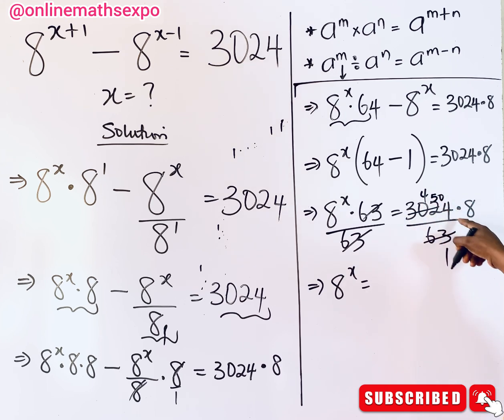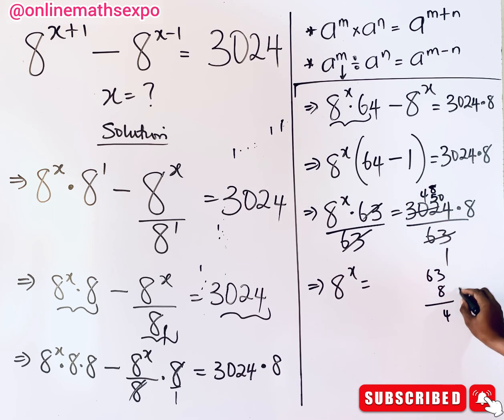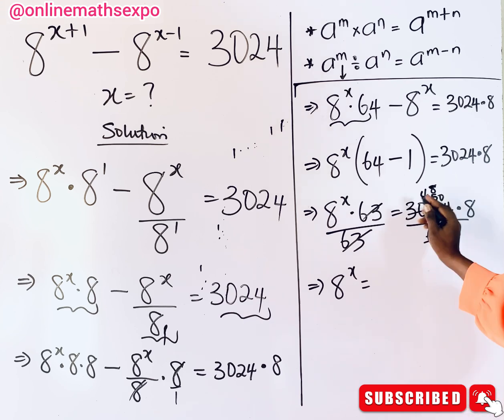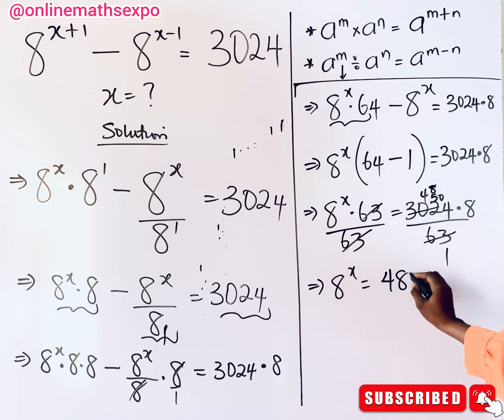Then we have, add it here, 63 divided by 8. This will give us 48. So when you have 63 by 8, you have 4 times. This will give you 48. Yes, we are right. So this is what we have. We're going to have 48 multiplied by 8. Did you see that? Now what do you do again?